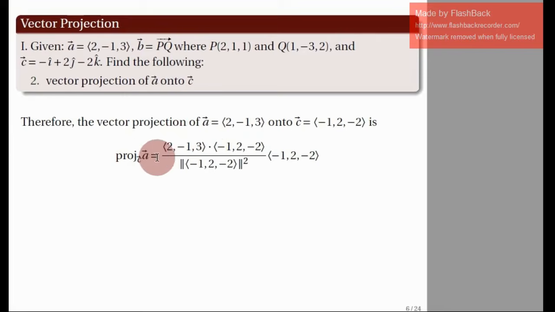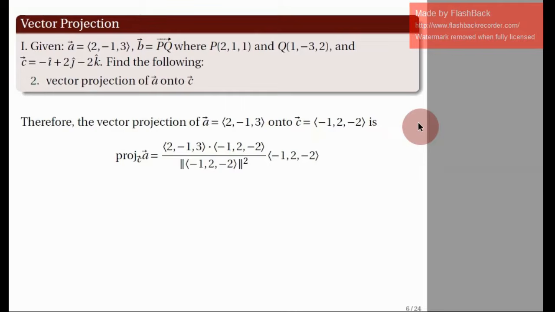We have here the dot product between the two vectors over the square of the norm of that particular vector onto which the first vector falls. In this case, that's C. So the C is our star here. And again, as I said, it's just a scalar multiple of that particular vector to which it falls. So here it should be vector C.